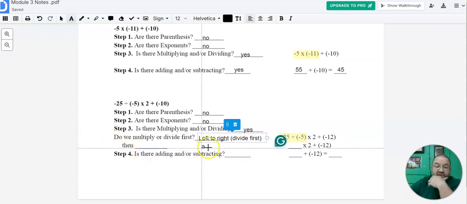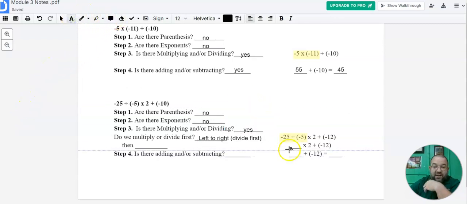So what are we doing? We're dividing, right? -25 divided by -5. And we end up with, of course, 25 divided by 5 is 5. We got two negative numbers, right? So if we got two negative numbers, we get a positive. So that answer is, of course, 5, right?